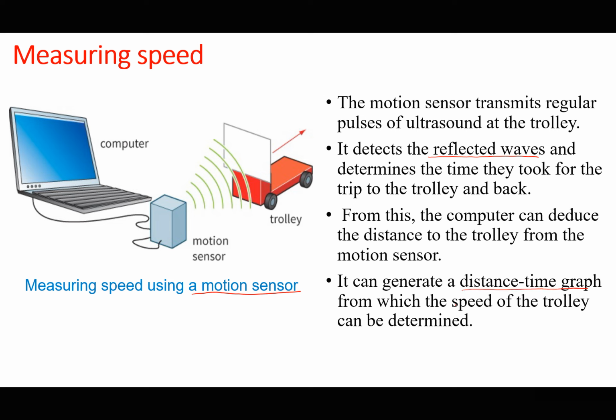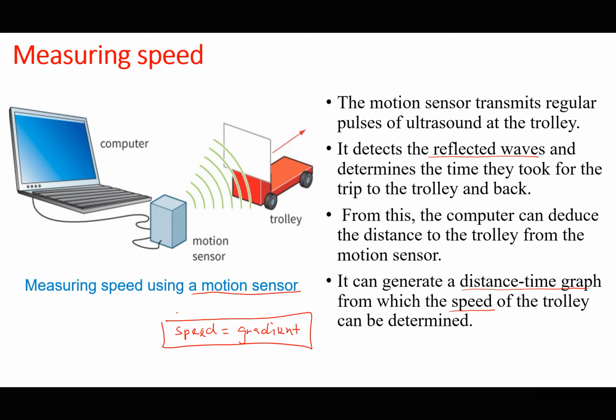From a distance-time graph, we can determine the speed of the trolley. Of course, we know that the speed will be the gradient. The computer can also give the gradient, which we know would be the speed in this case. So that's how a motion sensor works.